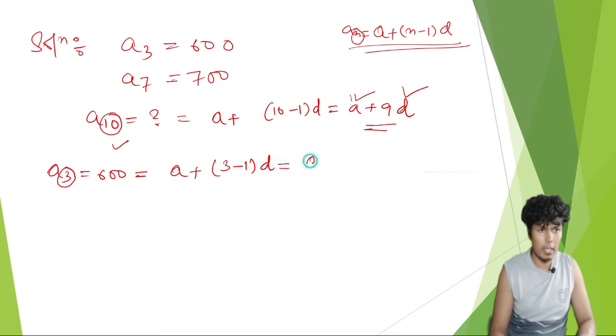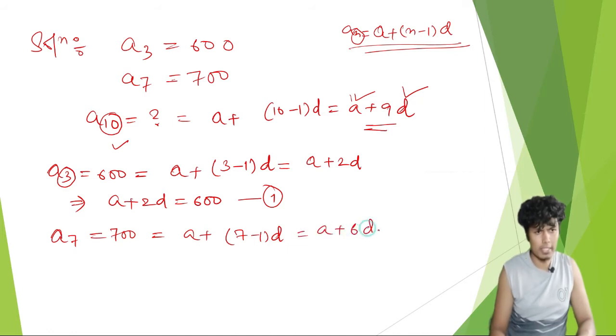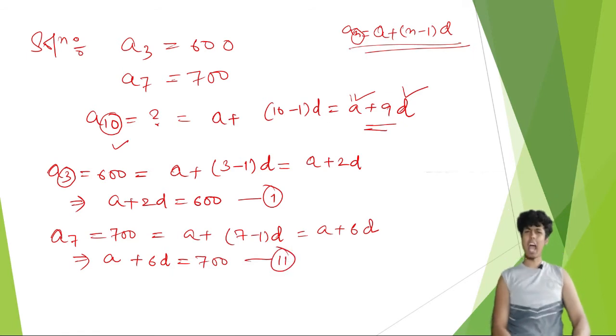So A plus 2D. Okay. So we can write A plus 2D is equal to 600. Equation number 1. Now another is A7 is equal to 700, which will be A plus 7 minus 1 D, which is A plus 6D. So we can write A plus 6D is equal to 700. Equation number 2.